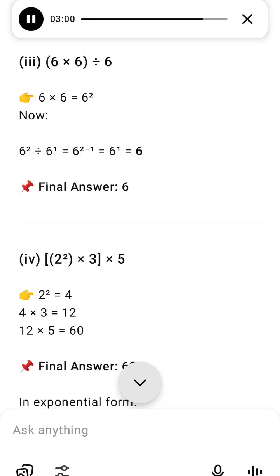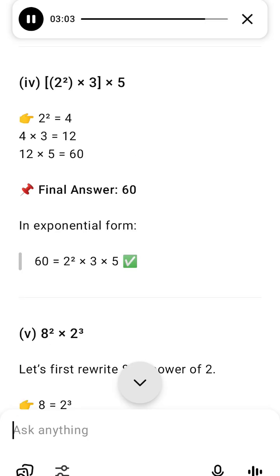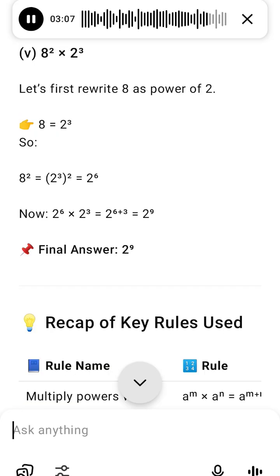6. Dividing powers with the same exponent. Divide the bases and keep the exponent the same. Formula: a^n over b^n equals (a over b)^n. Example: 10 squared divided by 2 squared equals (10 over 2) squared equals 5 squared equals 25.